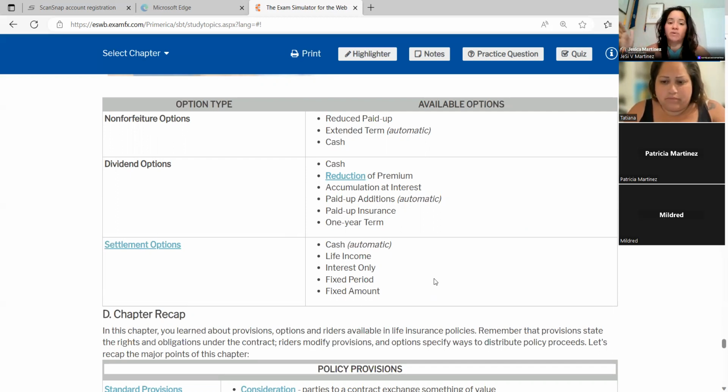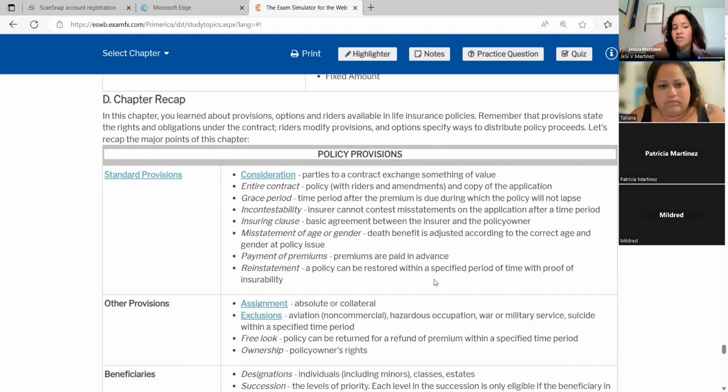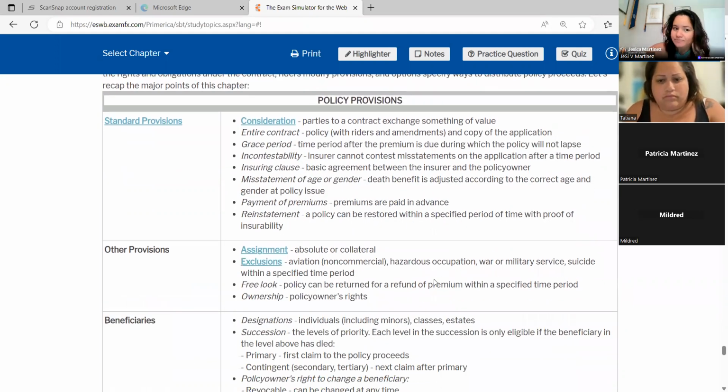You get fixed period, you want to get paid for 10 years, 5 years, whatever number of years you choose. And then fixed amount, it's X amount of money, and you'll keep getting paid until the money is exhausted. In the last two options, if anything happens to you, the payments will continue to a contingent beneficiary. Now, chapter recap. We've learned a lot in this chapter.